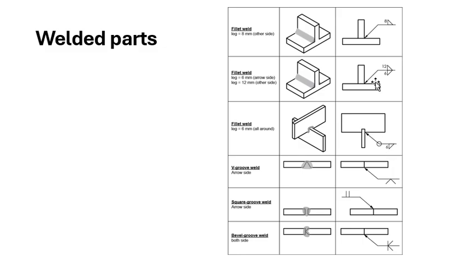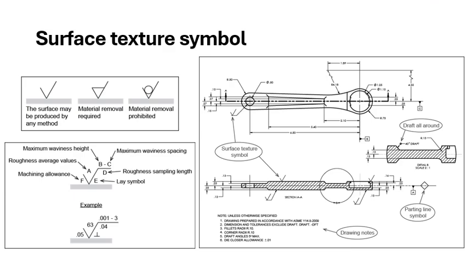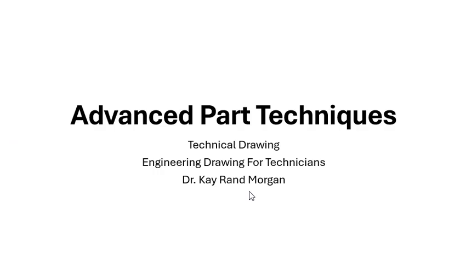So right now, as a drafter, all you have to remember is which symbol is what kind of welding part. So anyway, that's it for the advanced part techniques to tie up the loose ends for your chapter 109. All right. So I'm just going to go ahead and stop this here.